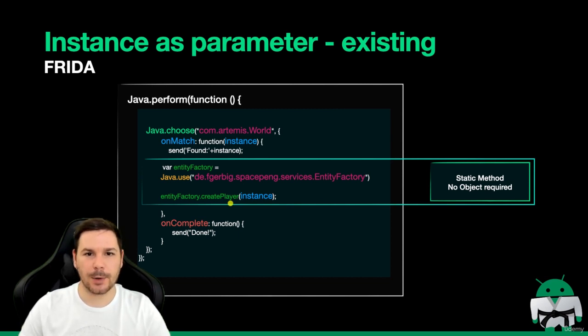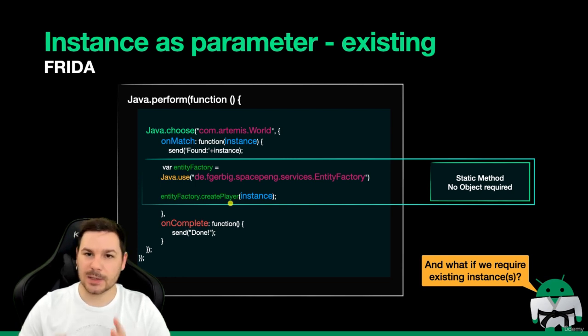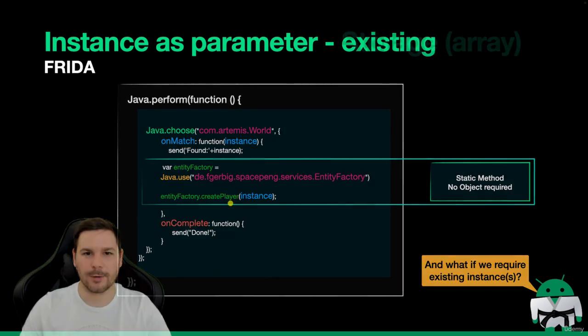The nice thing about this one is having the static method, because this one doesn't require an object. We can simply use the class name and then the method name and providing the existing instance. This raises the question, what do we do if we're having multiple instances? Let's say we've got this world instance, this existing world instance, and we need to provide this as a parameter to an existing instance, to another existing instance. Therefore, we would have to use java.choose 2 times. Or we can do a different approach.